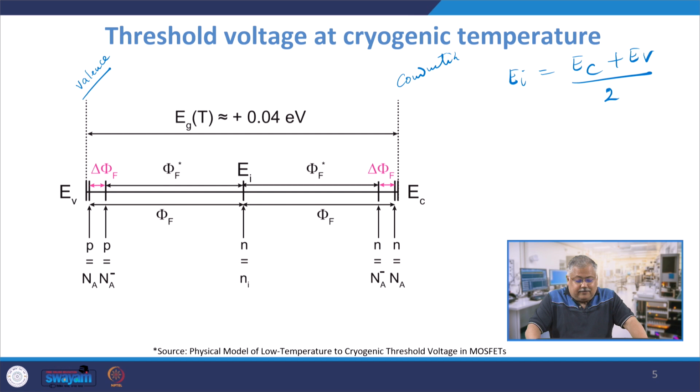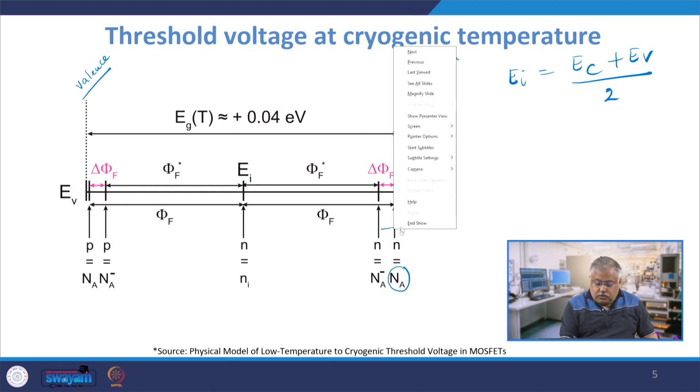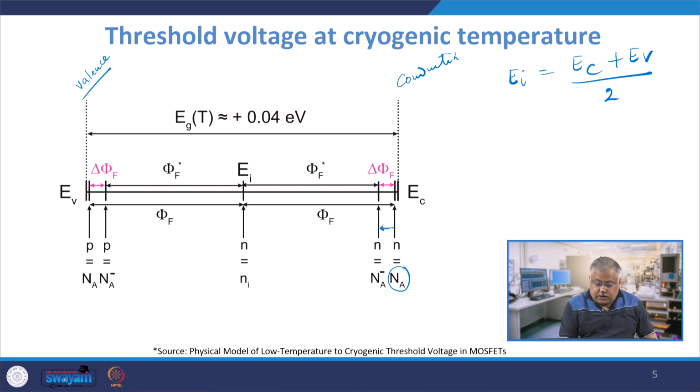Now, if you insert a p-type material, you will get Na here, but if the Na is partially ionized or fully ionized, this shifts from this region to this region, and the difference is basically delta phi f, the change in the Fermi level because of ionized impurities.